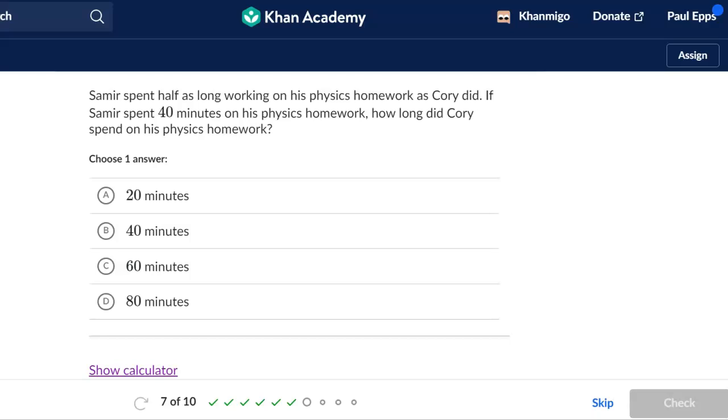Samir spent half as long working on his physics homework as Corey did. If Samir spent 40 minutes on his physics homework, how long did Corey spend on his physics homework? Well, if Samir spent half as long as Corey, then Corey spent twice as long as Samir. Samir spent 40 minutes, so that takes Corey up to 80 minutes.